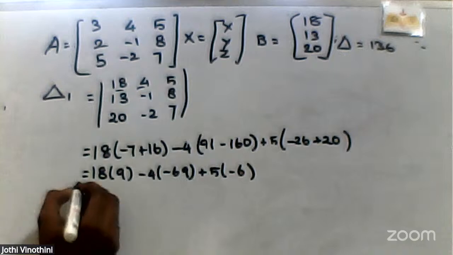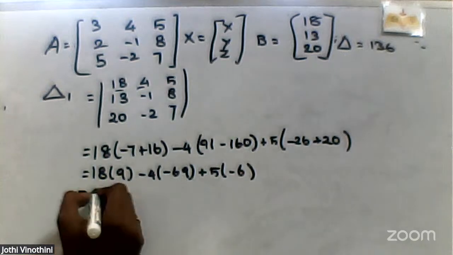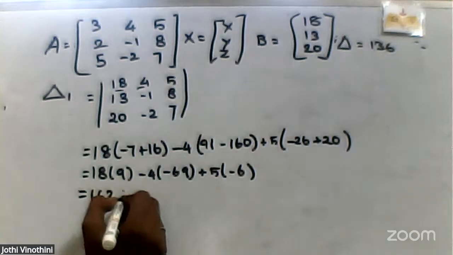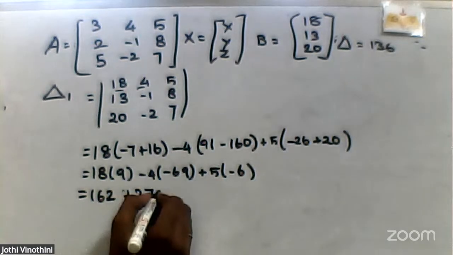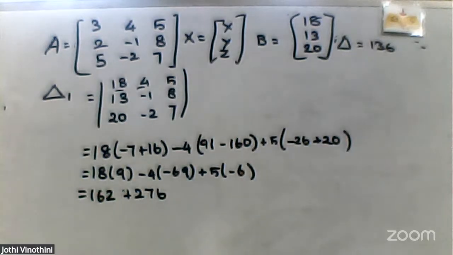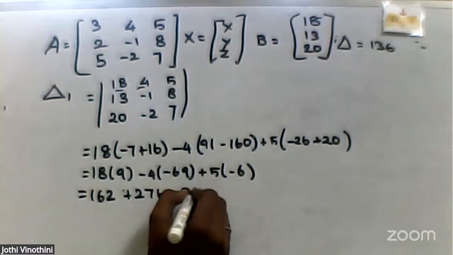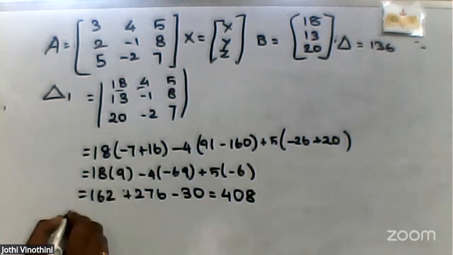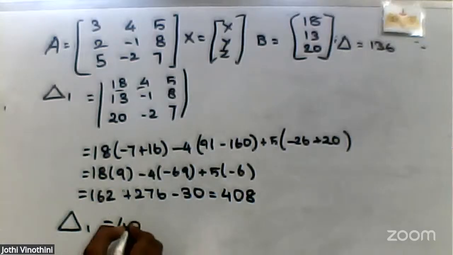Okay. So what will we get? 18 into 9 is 162. Okay. 69 into 4 is 276, and here it is minus minus, so plus 276. And 6 5s are 30. Here it is minus, so minus 30. When we add and subtract, we will get 408. Clear? Clear. So this is what we find. What is del 1? We can simply write del 1 equals 408.